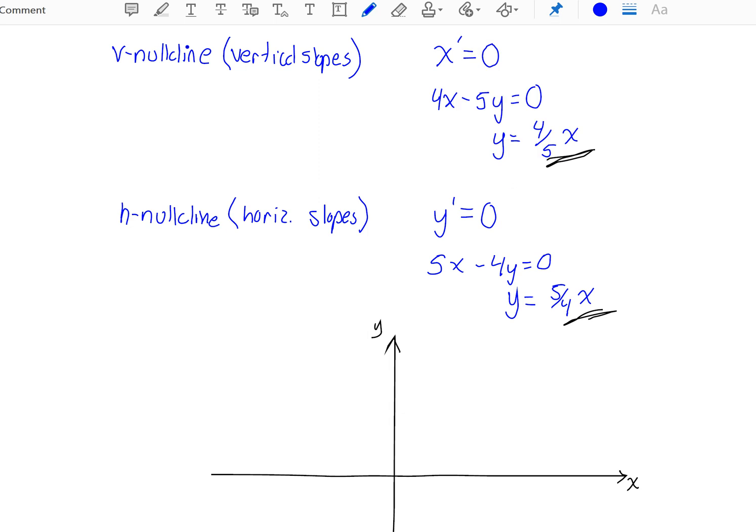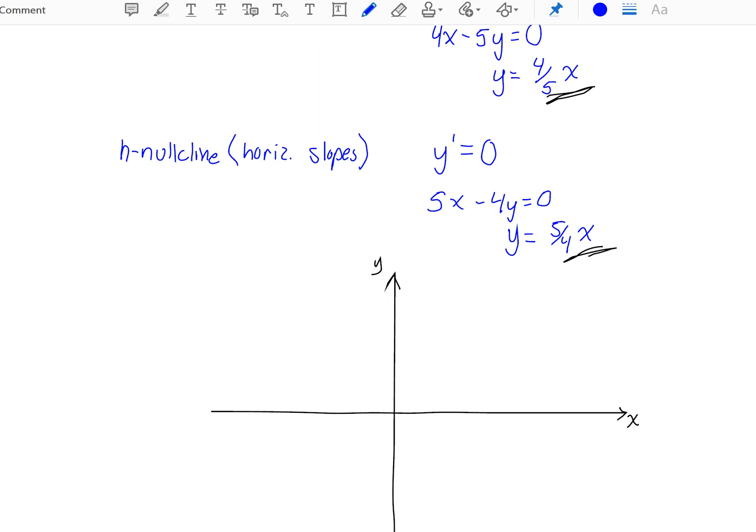So now if I were drawing these, your horizontal nullcline would have a slope bigger than 1, so maybe something like this. This is your horizontal nullcline. And your vertical nullcline with the slope of 4/5 would be a little bit less steep, probably look more like this. And I'm not being terribly accurate with measuring my slopes, but they're approximately right.